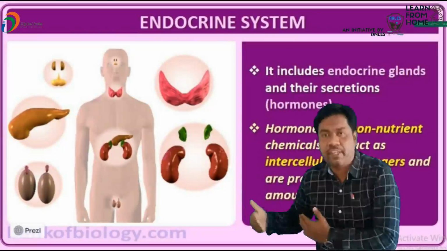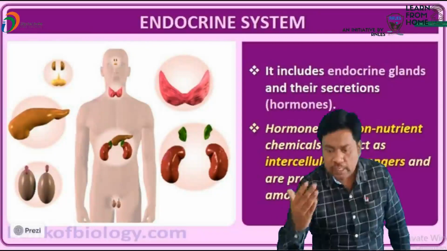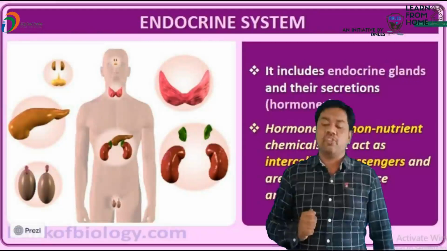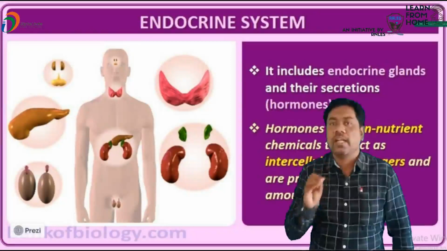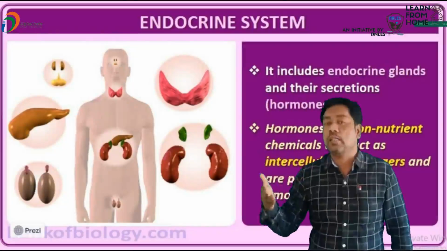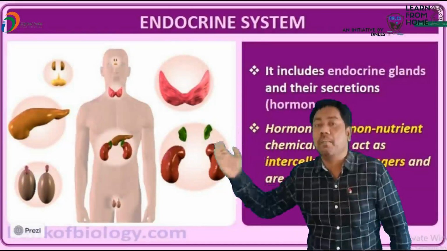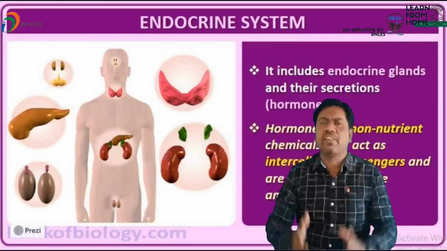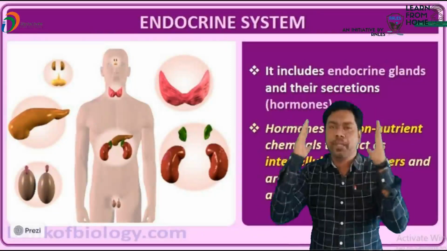What is the scientific definition of hormones? Hormones are non-nutrient chemicals that act as intercellular messengers and are produced in trace amounts. That is known as a hormone. What is the scientific definition of the hormone? Hormones are non-nutrients that act as chemical messengers produced in trace amounts. So this is the scientific definition, and these lines were given in the 2004 AIPMT examination.